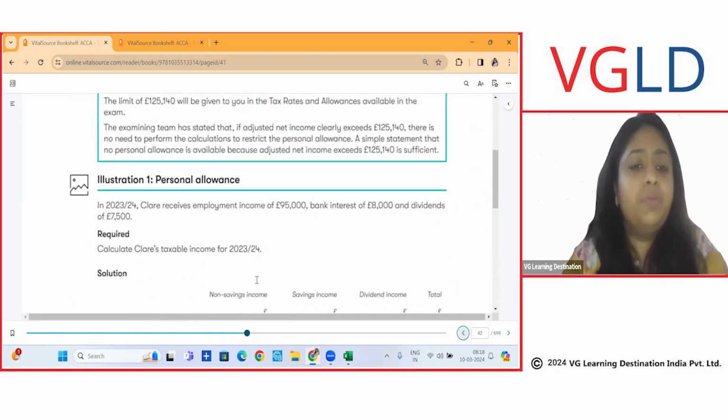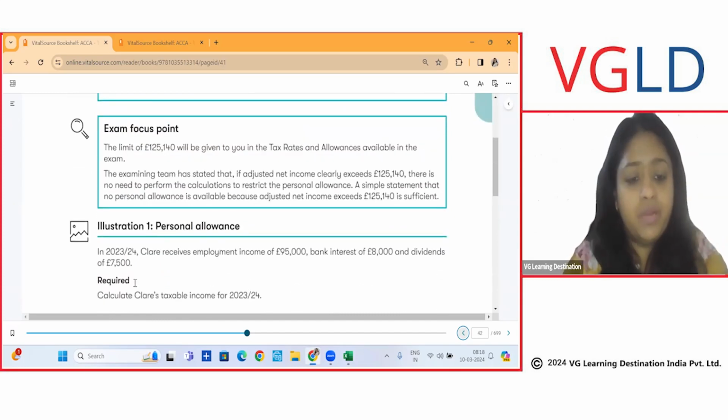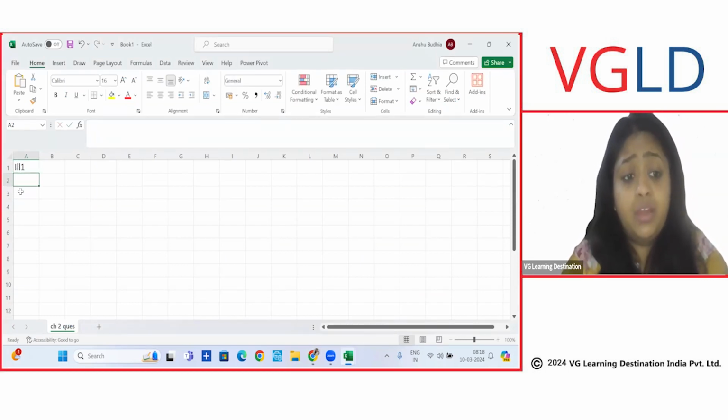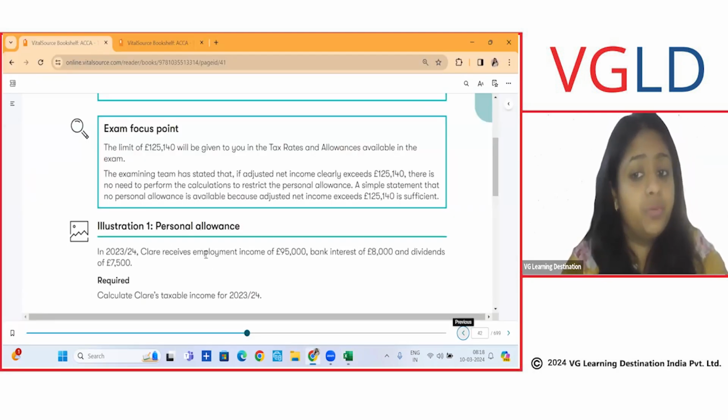Okay, so here I'm discussing tapering of PA. All of you, please focus on my screen. Illustration 1, I'm taking. Be very, very watchful when you're looking at my screen, because next question you will be doing. In 2023-24, the tax year, this is the way to write the tax year. So in this tax year, Claire receives employment income of 95,000, bank interest of 8,000, and dividends of 7,500. Everything covered here, I'm covering this question.